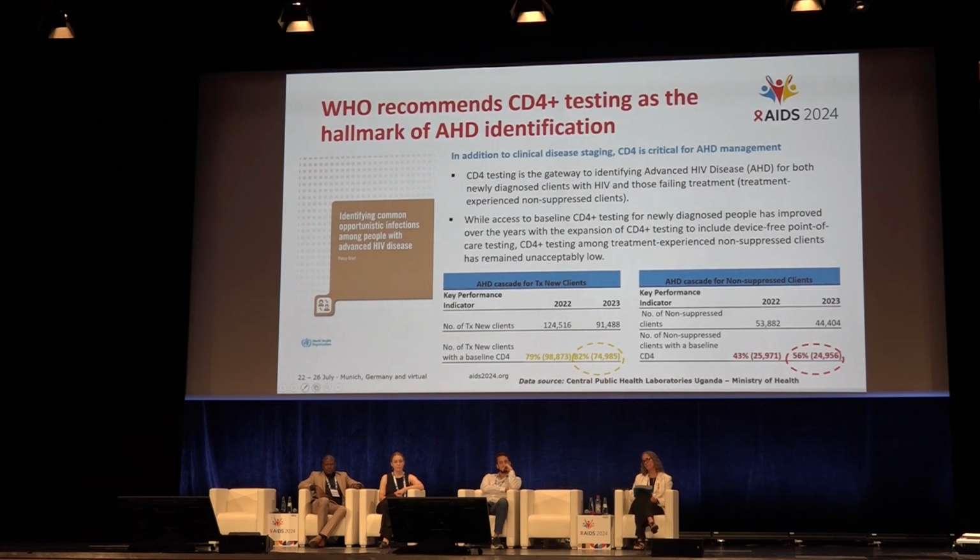So WHO does recommend CD4 as the hallmark of AHD identification, and this is because there are a number of people who remain asymptomatic, have no symptoms, but have very low CD4, and are therefore at risk of opportunistic infections. These tables over here just really show the difference between advanced HIV screening amongst the new and amongst the virally unsuppressed people living with HIV who are treatment experienced. We can see here that the access to CD4 screening for those who are new ranges between 79 and 82%, but we still have a very low proportion of people who are virally unsuppressed that access CD4 screening, and this really was the gist of this work.